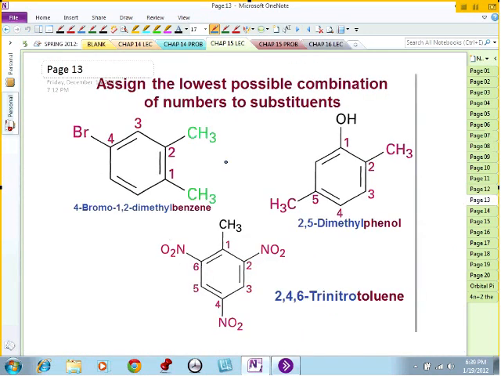Now, if you have a molecule that has several substituents, does anybody know what the name of this is? Does anybody know what the name of this is? Yeah, Melissa, you know what the name of this is?